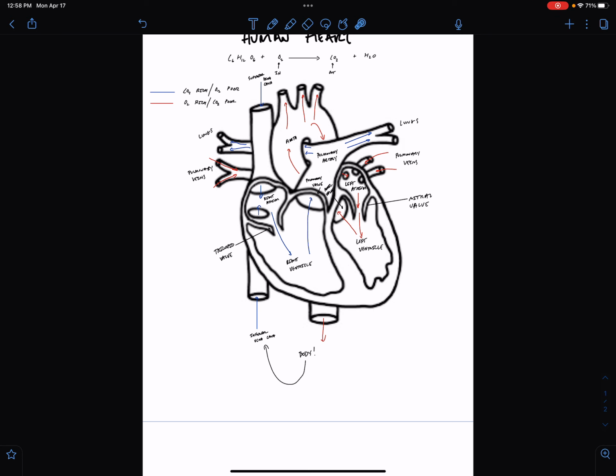Also kind of cool, there is a node kind of in the upper right-hand corner of the heart, which is called the SA node, and it generates its own electrical signal. So if you remove a heart from a body, it will continue to beat because the generation of the electrical signal is happening internally. As people age, sometimes part of their heart tissue can die, and the electrical impulse that travels down the heart and then back up doesn't occur as smoothly.